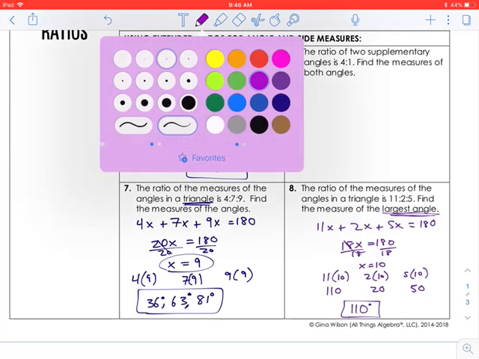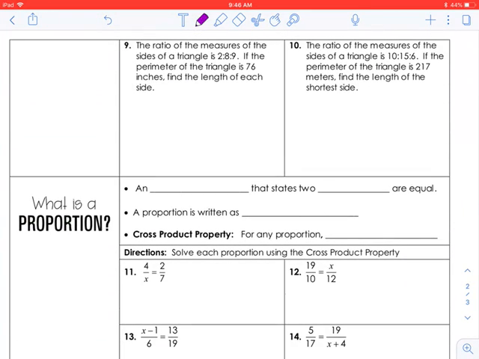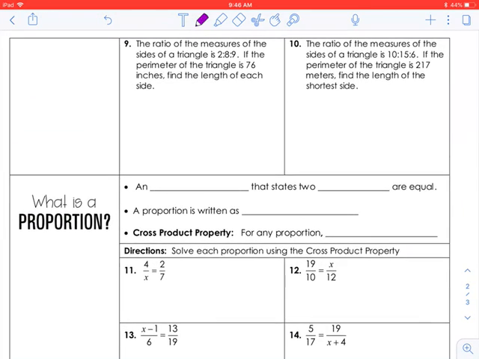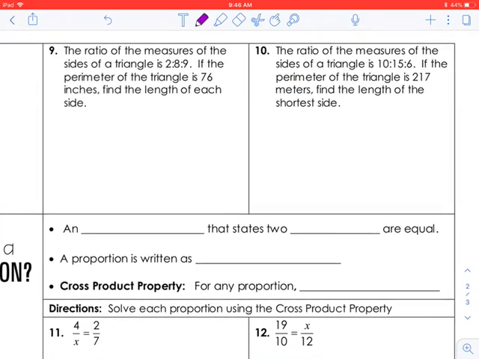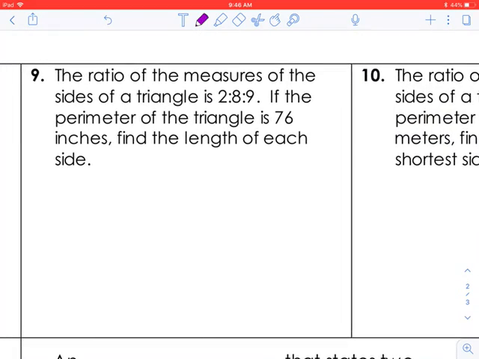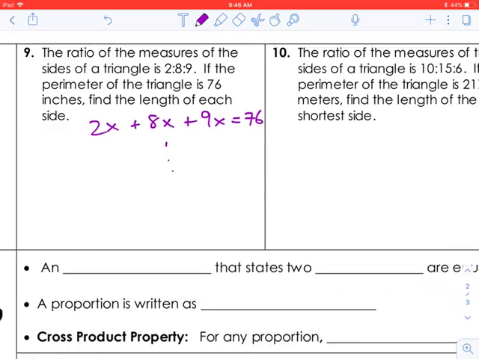Okay? So on to the back side, we're talking proportions. We could talk about perimeter here, but it's basically the same setup. I'm not going to do the whole thing here, but same thing. If your ratio adds up to the perimeter, that's your setup, and then you'd solve for x the same way.